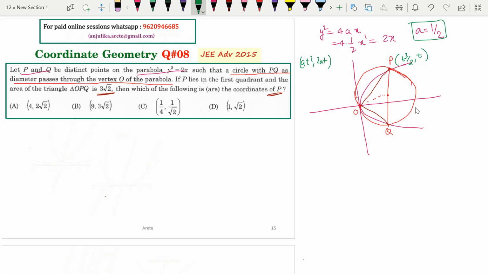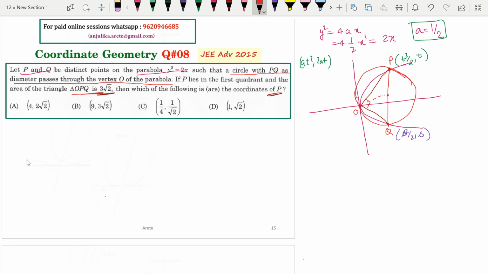Correct? Q also is a point on the parabola, so assume that also. Maybe I will assume another parameter s. So (s squared upon 2, s). Of course we need to relate t and s, right? And who is going to help me? The fact that this is the diameter. That is the only thing which is given to you in the whole question. Of course they have also given you the area, but PQ is the diameter. So what's the property? That it is going to form a 90-degree angle at the periphery.